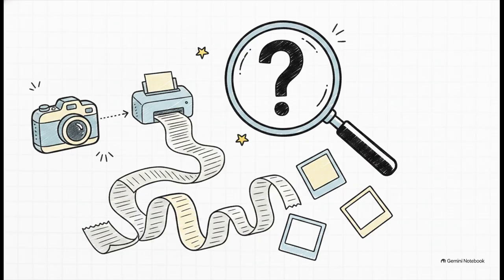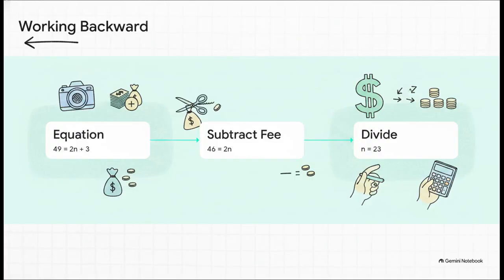Let's look at a guy named Marcus. The function for printing his photos is $2 per photo plus a fixed charge of $3. We check his receipt and we see Marcus paid exactly $49 in total. Our mystery is, how many photos did Marcus actually print? We can literally use the function to work backward.